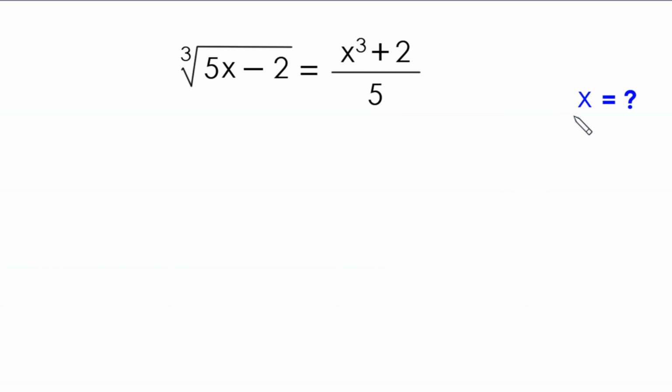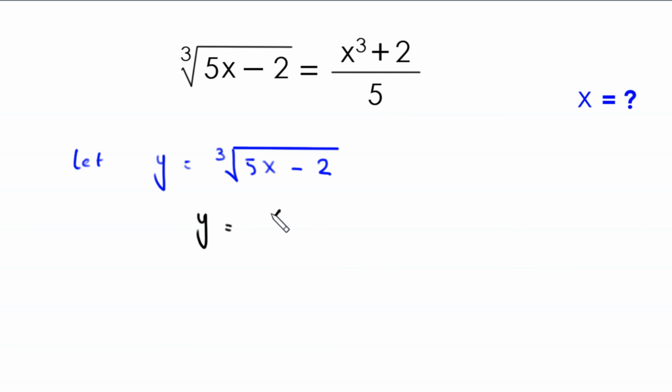So let's start. First we suppose that y is equal to cube root of 5 times x minus 2. So this original equation will become y is equal to x cubed plus 2 divided by 5.